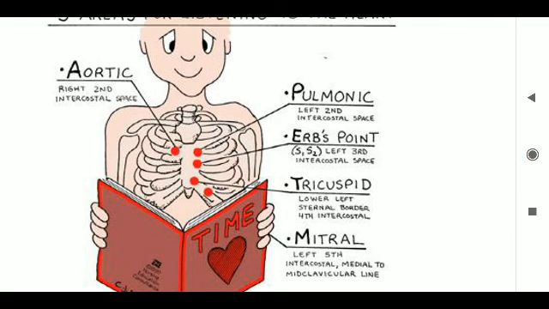You can identify the second intercostal space because of the sternal prominence. The right second intercostal space is where you can hear the aortic valve.